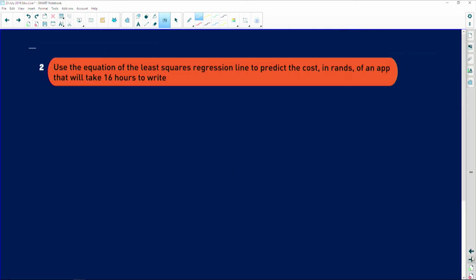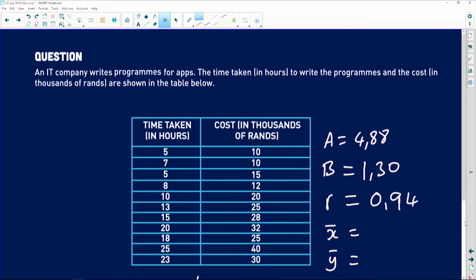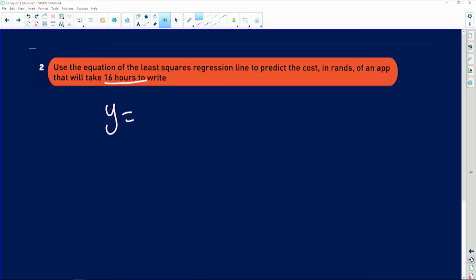Right, the next part now says use the equation of the least squares regression line to predict the cost in rent of an app that will take 16 hours. So the equation, let's go back and check it out again, is actually 4.88 plus 1.30x.